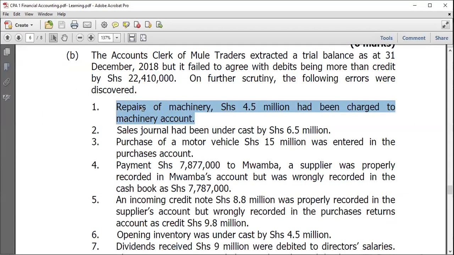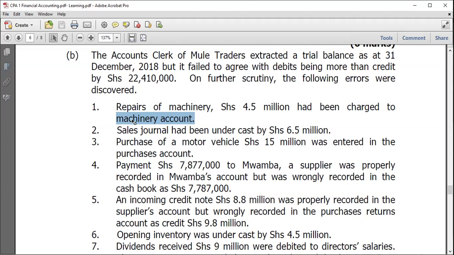Now, this question, we say this is an error of principle because they recorded in the machinery account instead of the repairs account. Remember, the repairs account is an expense account, and this is an asset account. So what we shall do, first, we shall remove it from the machinery account. Now, since they charged it to the machinery account, remember, machinery is an asset, and so it is presumed that they actually debited it in the machinery account. So what we are going to do is credit the machinery account. Reason why we are crediting the machinery account is we are removing this transaction from the machinery account.